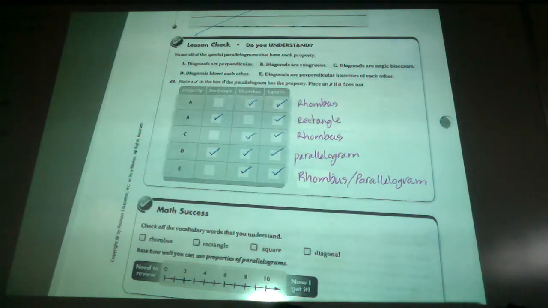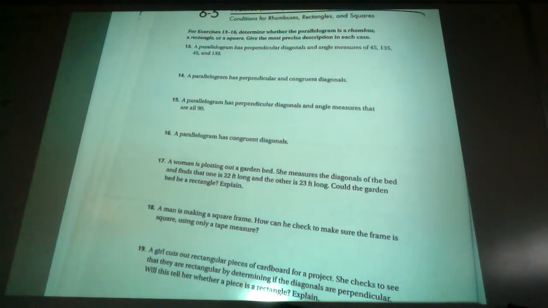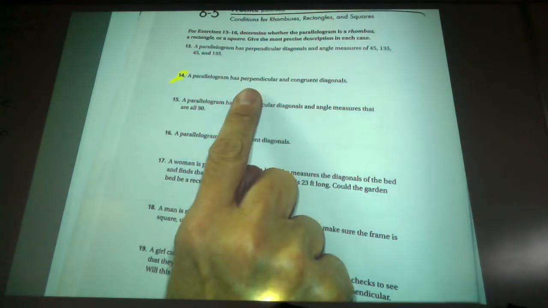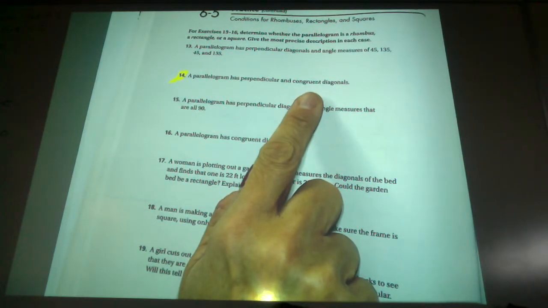Let me ask you the following question. Okay, so let's look at these. You don't have to get your workbook out, let's just look at these. Look at number 14. Determine whether the parallelogram is a rhombus, a rectangle, or a square. So let's look at 14. A parallelogram has perpendicular and congruent diagonals. Where do you first see perpendicular? So rhombus. Where do you see congruent diagonals?